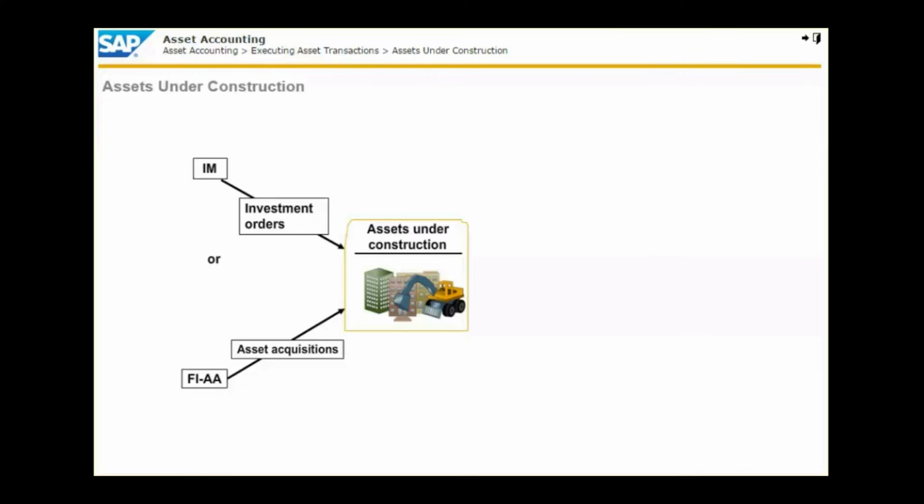Once the asset is complete, you must perform the following actions. Create master data. Master data must be created if it does not already exist for the asset to which the AUC will be settled.